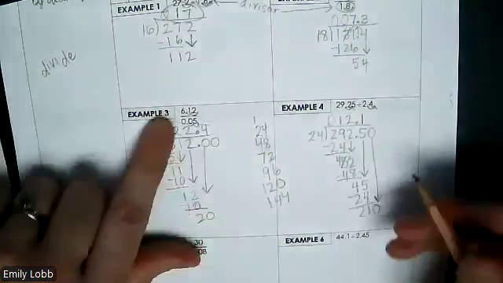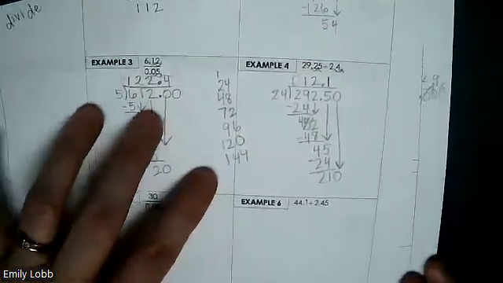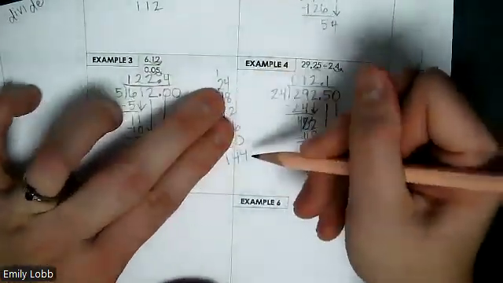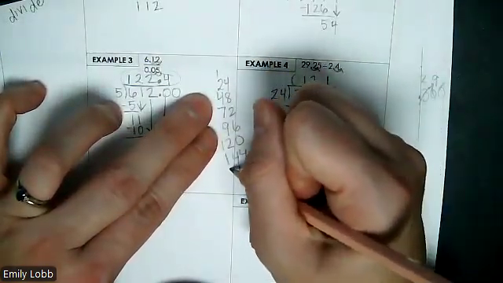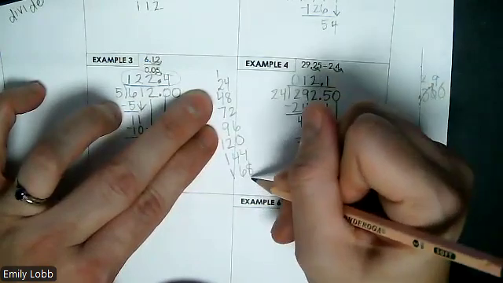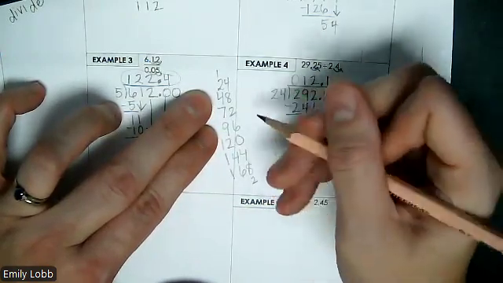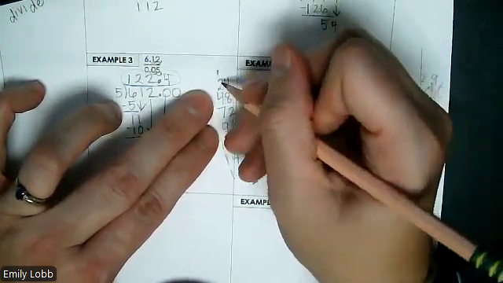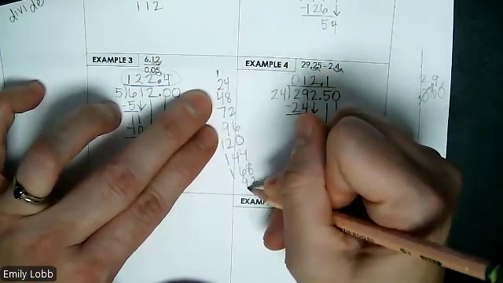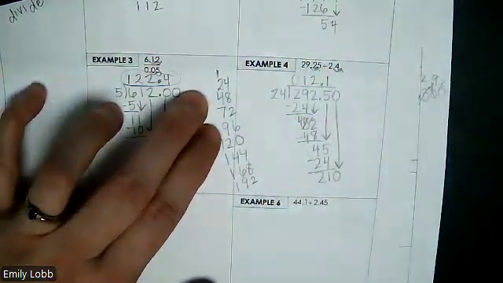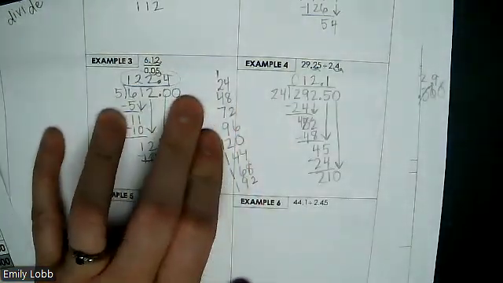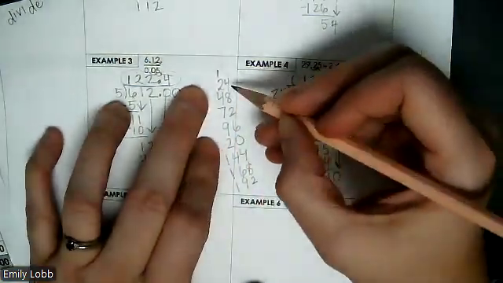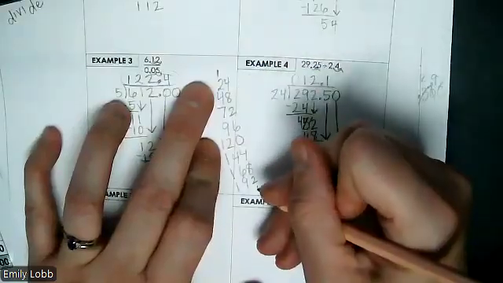Bring down your 1. Whew. 4 plus that 4 is 8. 2 plus 4 is 6. Bring down your 1. 4 plus 8 is 12. 3 plus 6 is 9. Bring down your 1. I don't know. I don't think it's going in evenly yet. So 4 plus 2 is 6.